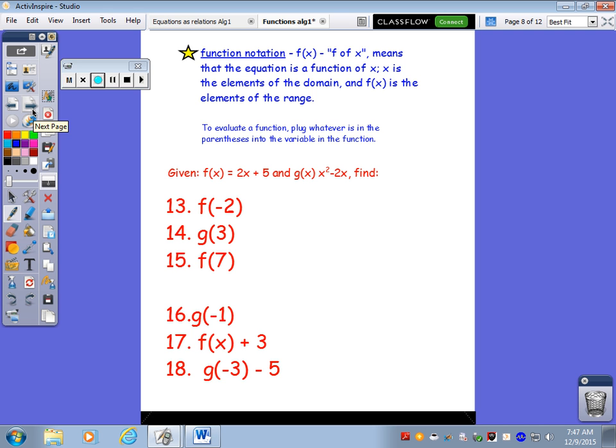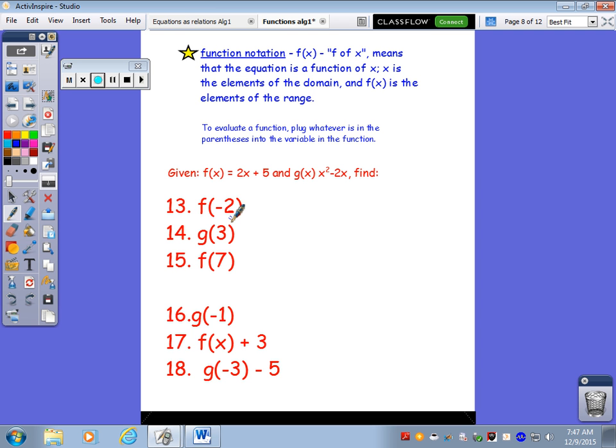Remember function notation. f of x means that the equation is a function of x. x is the elements of the domain. f of x is the elements of the range. So to evaluate a function, you plug whatever's in the parentheses into the variable in the function. On this one, be careful. f of x is 2x plus 5. g of x is x squared minus 2x.